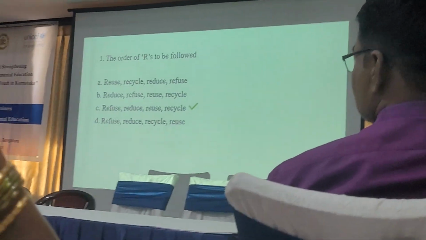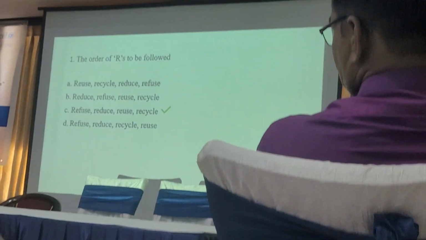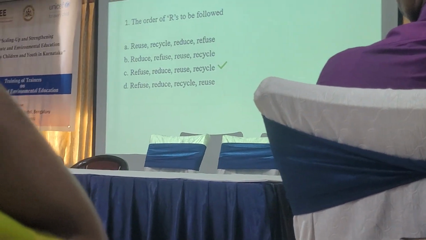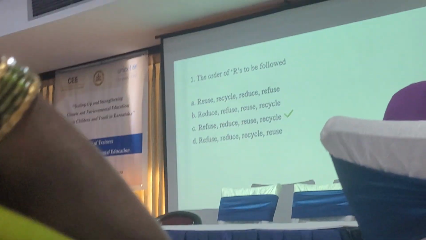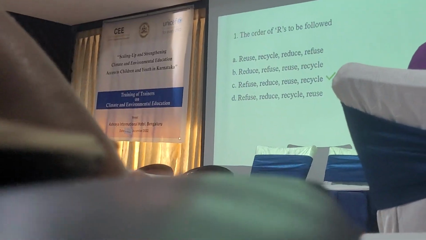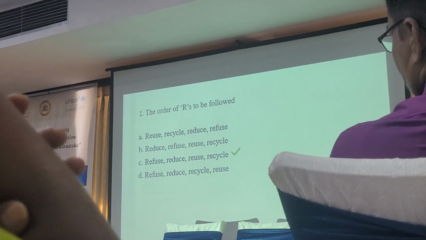So when we have to recycle any plastic or something, the first thing we should do is refuse it from the vendor. The next step is to reduce the usage. Then comes reusing it in the houses. When you are unable to reuse the plastic, then we send it to recycle. Second question.